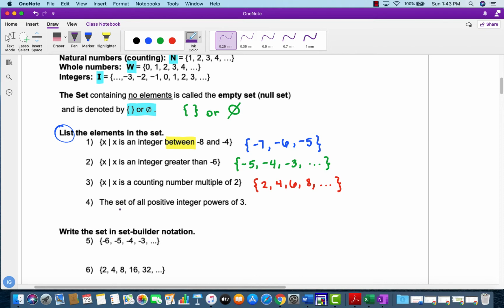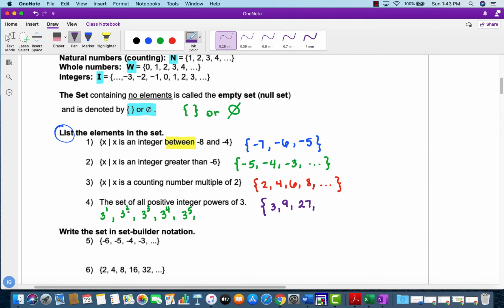Alright, the next one, the set of all positive integer powers of 3. This is the same thing as saying, I'm going to write it right here: 3 to the 1, 3 to the second power, 3 to the third, 3 to the 4, 3 to the 5, and so on, right? So if we figure out what these are equal to, 3 to the first power is 3, 3 to the second is 9, 3 to the third is 27.